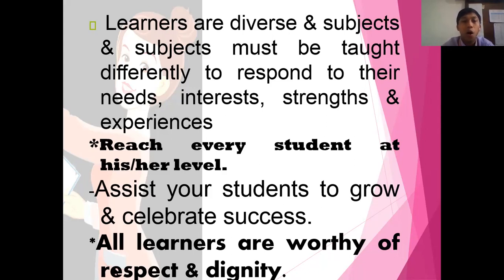Next is, all learners are worthy of respect and dignity. That is why there are instances when we teachers adjust, because sometimes they get upset with what teachers do, like joking around. But still, we keep a harmonious relationship. We respect the dignity of our students, and also to gain respect.